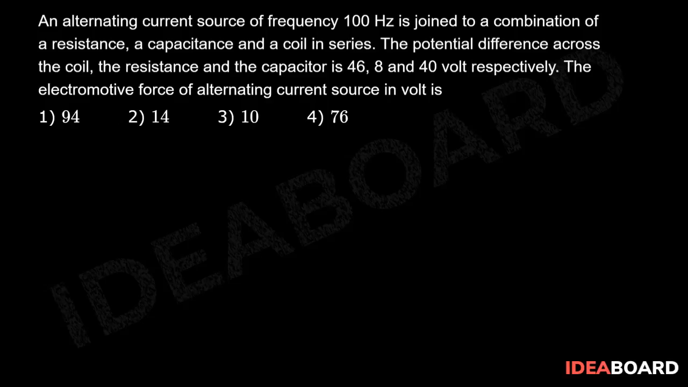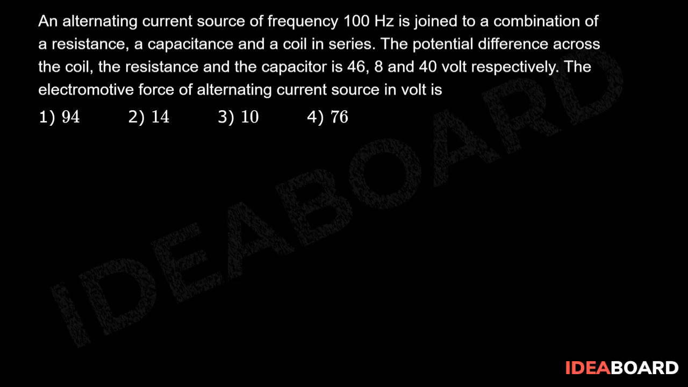An alternating current source of frequency 100 Hz is joined to a combination of a resistance, a capacitance and a coil in series. The potential difference across the coil, the resistance and the capacitor is 46, 8 and 40 volts respectively. The electromotive force of the alternating current source in volts is?